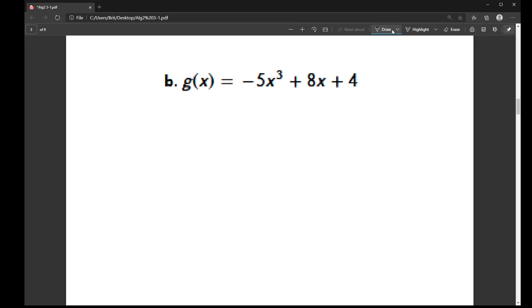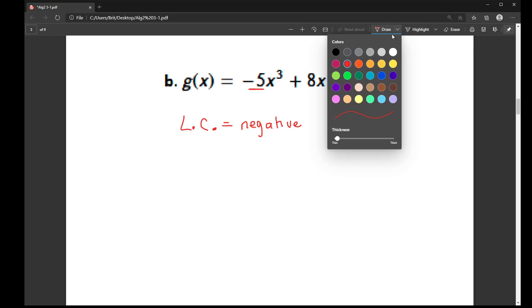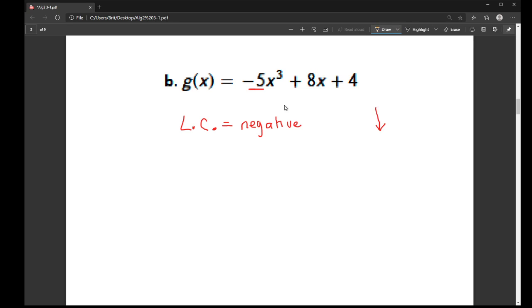So let's go ahead and try one more. So again, we only care about this first term. So my leading coefficient is negative. So my right hand end behavior is going to go down. And my degree is a 3, which is odd. So my left hand arrow with an odd degree has to go the other direction. So since my right hand arrow is going down, the left hand has to go up.